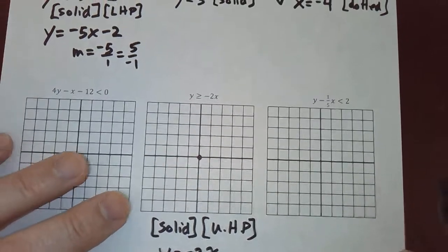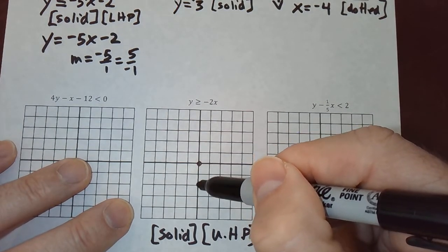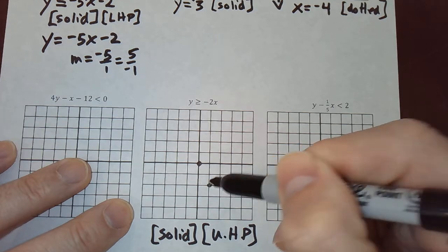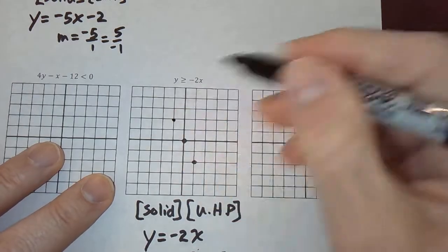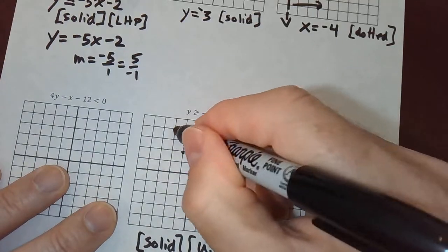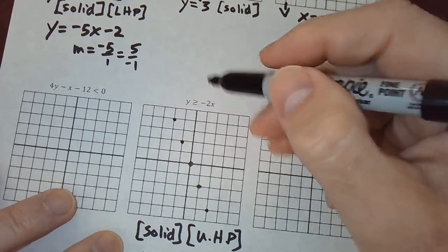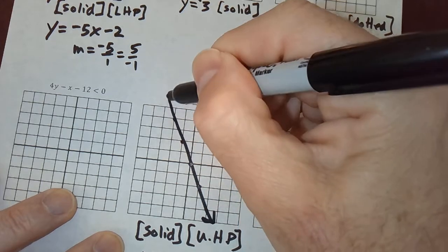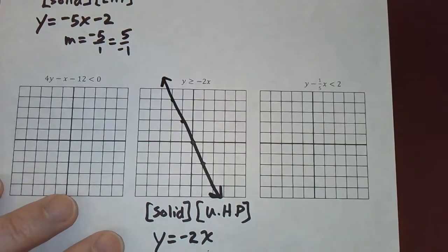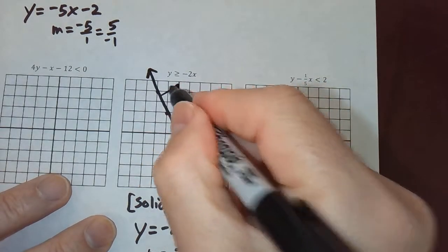Let's do both. From this origin point, I'm going to go down 2 to the right 1. Or if I start with the origin and go up 2 to the left 1, we get this point. And we could continue and get that point, continue downward and get that point. So I need to use a solid line. And we do the upper half plane, which is in this direction.